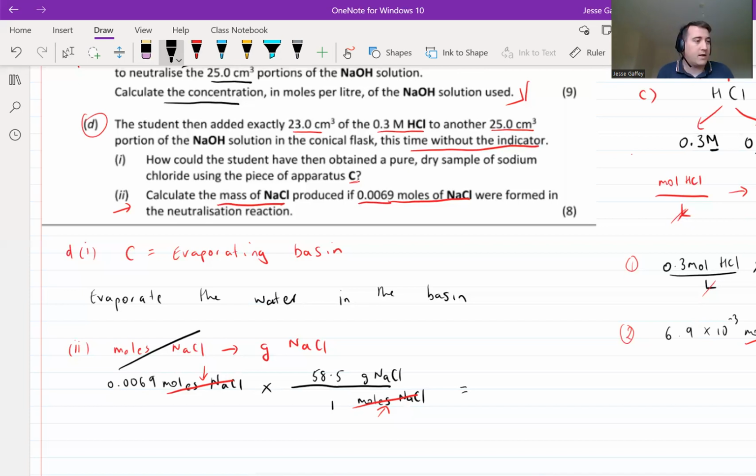All right, so your correct answer here is equal to 0.404 grams of NaCl. And that is the correct answer. It's actually 0.04365 is what I'm getting here if you write down all the numbers on the calculator, or you could round it to 0.404, and that's NaCl.